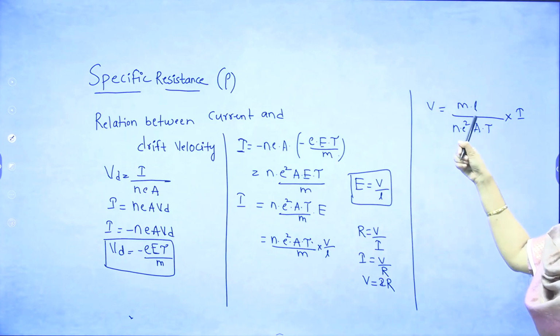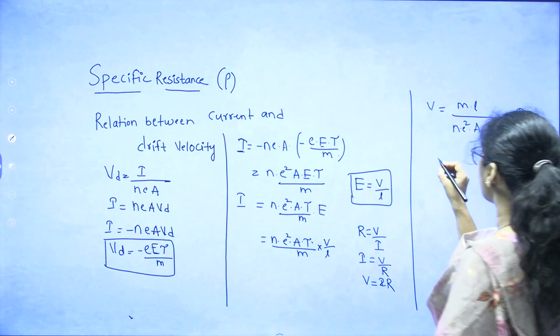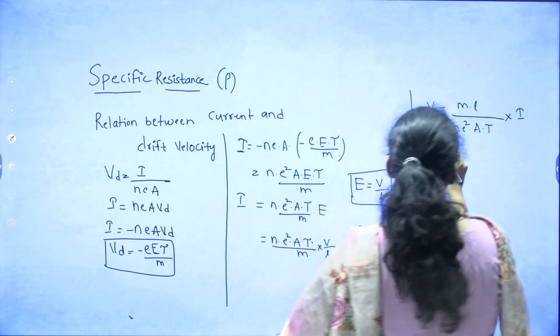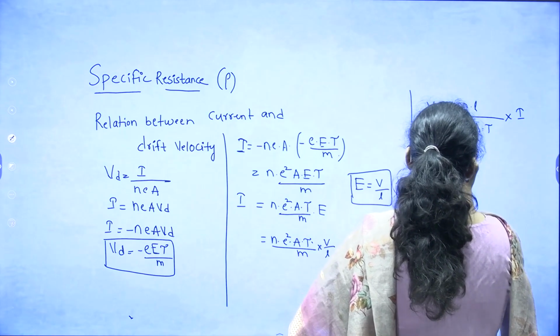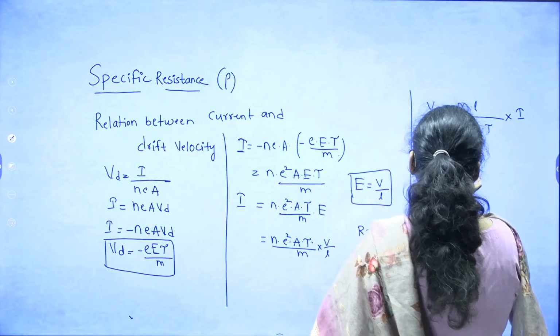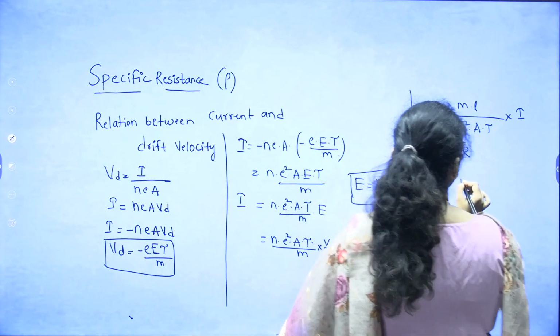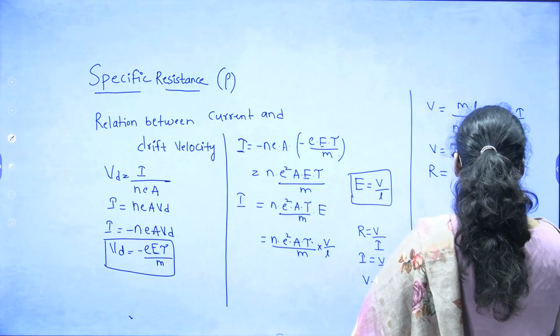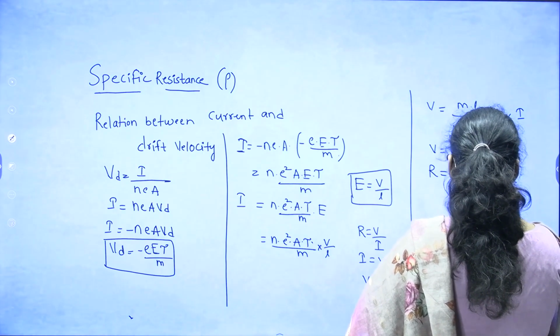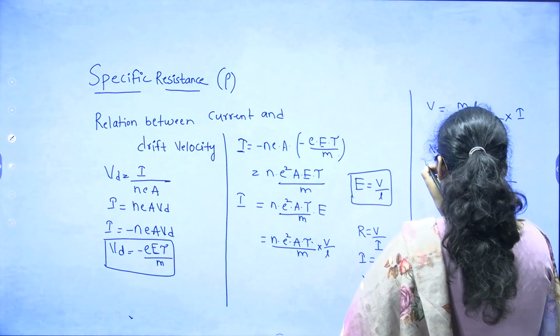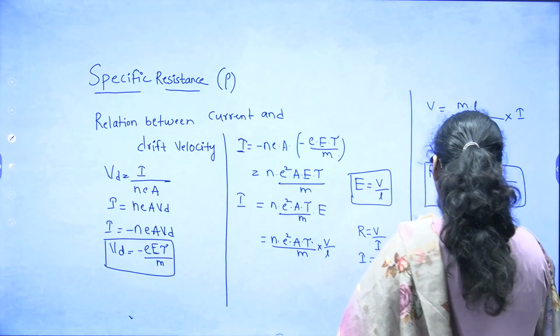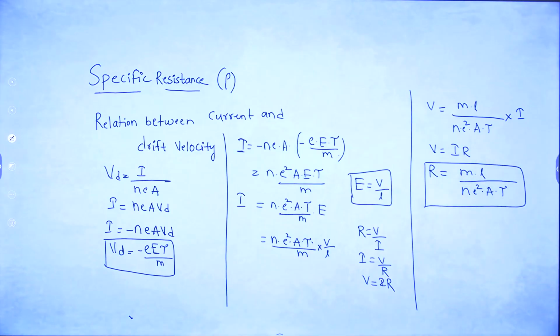So how does this look? V is equal to IR. This is R, this is I. So I can write R is equal to, from here, since this is in the form V is equal to IR, R is equal to m L by n e square A tau. This is one of the formulas. So R is equal to m into L by n into e square A tau, or m by n e square tau into L by A.